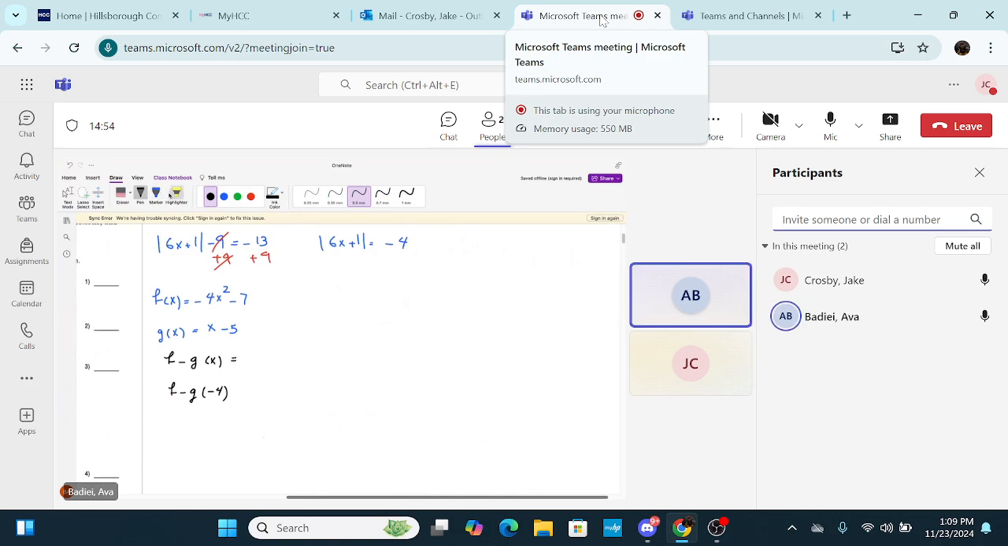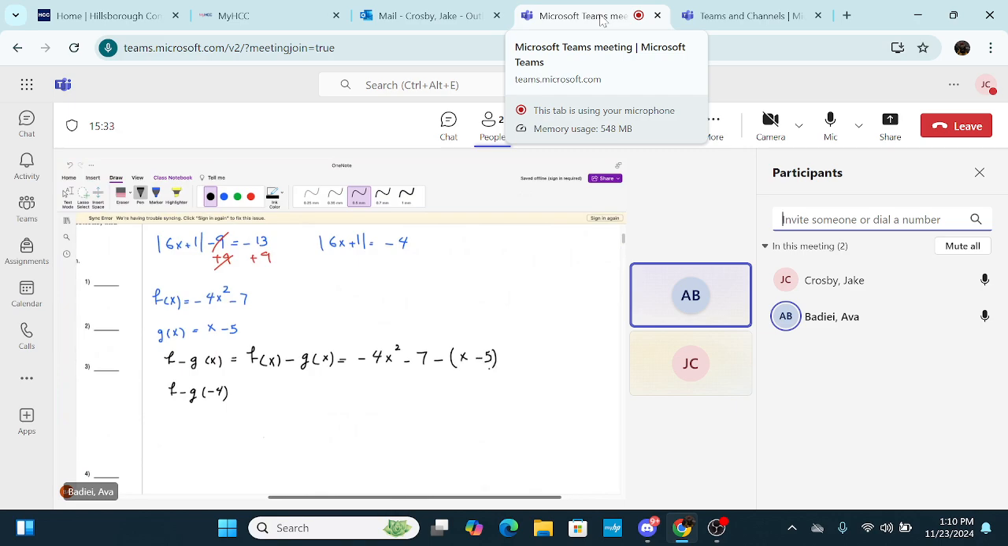Well, for these types of questions, we are going to just follow what we see here. If you want to find f minus g of x, you are going to write down f of x minus g of x. And then what is the equation for f of x? Negative 4x squared minus 7. That's it. Then you're going to have a minus here. Try to put this in parentheses to avoid mistakes. What is your g of x? X minus 5.